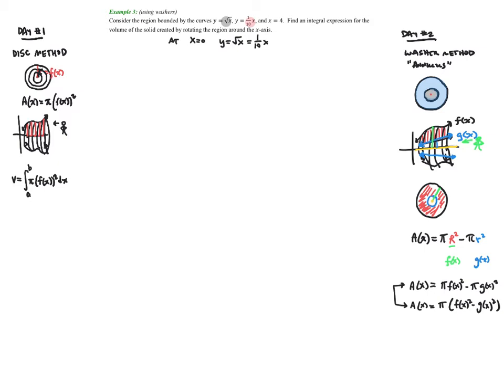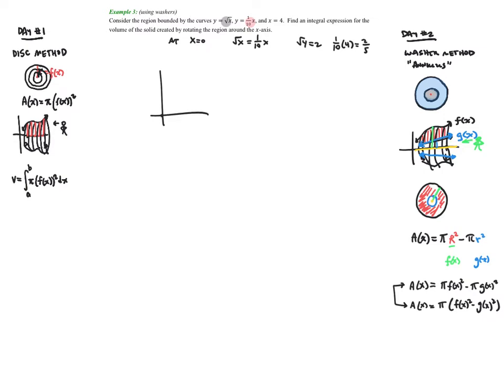I don't know why I wrote that y equals there. How about this? Yeah, let's do that. Okay, and then at x equals 4, the square root of 4 would equal 2, and 1 over 10 times 4 is equal to 2/5. So they're not equal there, but that's fine. We don't really care. So let's draw a little sketch here.